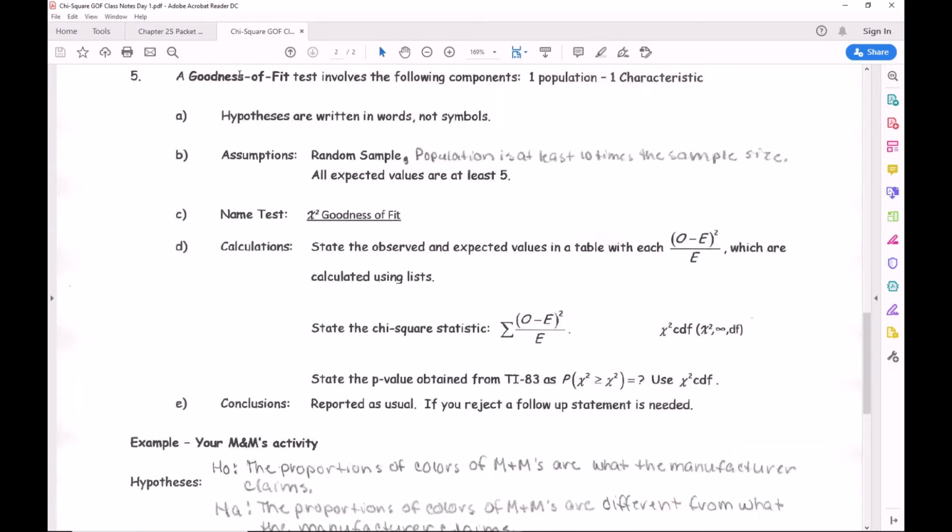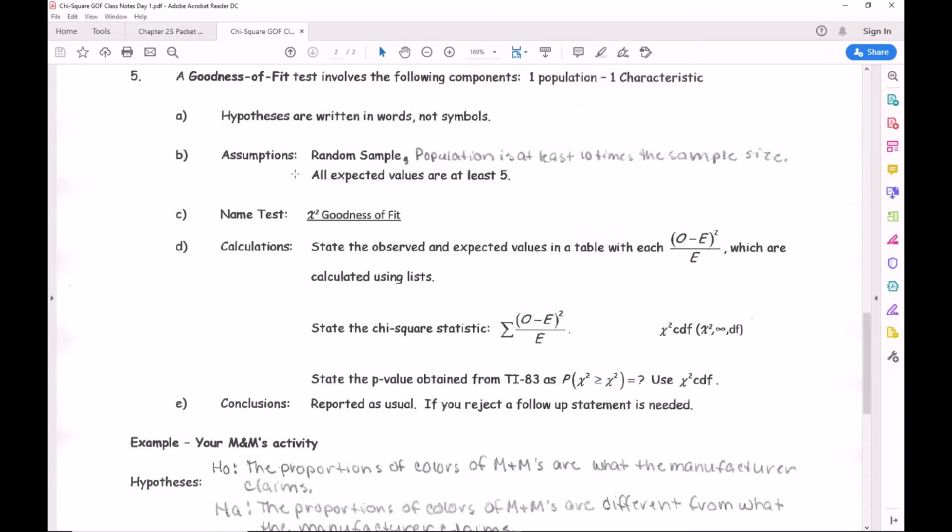We're going to start with a chi-square goodness of fit, 1 population, 1 characteristic. If we're only going to show 1 population, then we have no interaction with anything else, no other categorical variables. So this is sort of one-dimensional. And the nice thing is that hypotheses will be written in words, not symbols. I have them down here. We'll get to that.